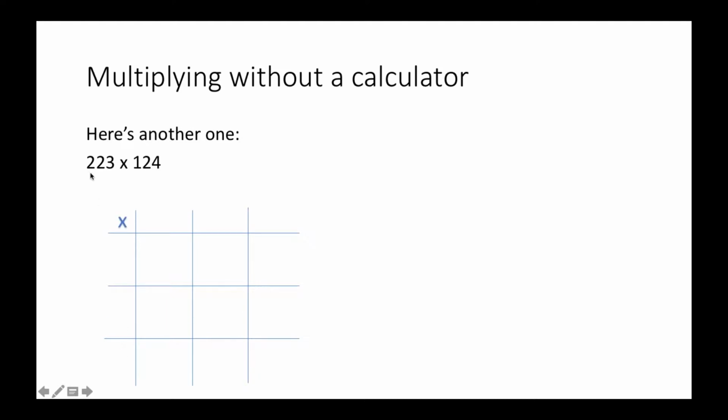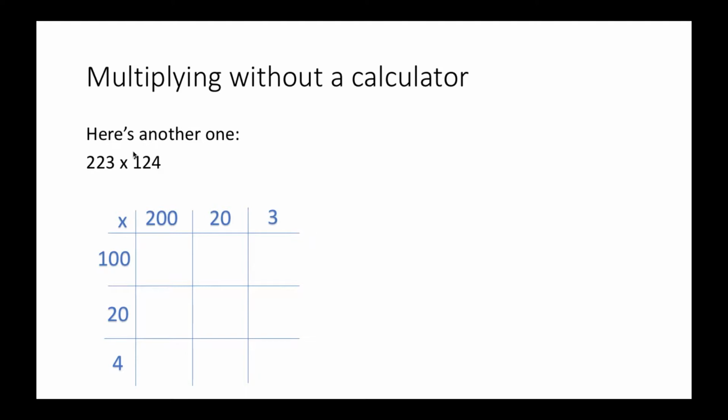This time I have hundreds in there, so it's 223. I'd split that up, 200, 20 and 3, like that. And then 100, 20 and 4 down the side. Just in case you're wondering, it doesn't matter if you put 124 there and 223 there, it works exactly the same. Now, we do have more zeros here, so it is a little bit harder.